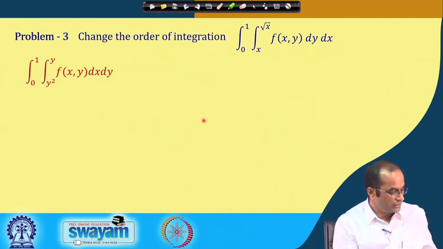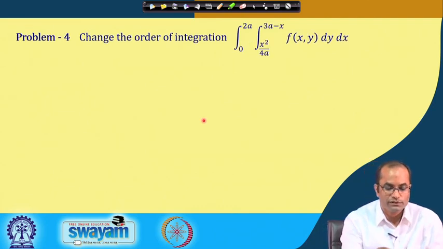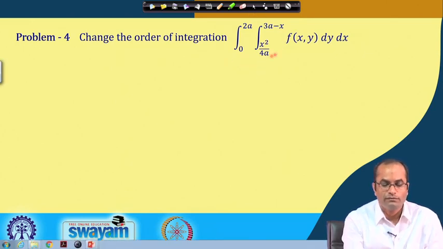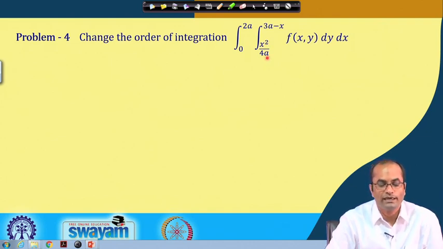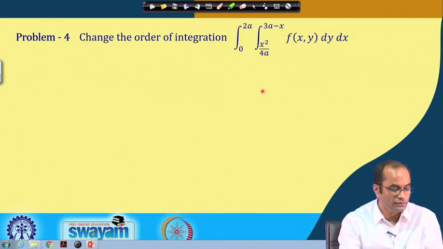So, one more example, that is the last example for this lecture. Again we want to change the order of integration, and our limits for y go from x square over 4a to 3a minus x. So, again we need to draw the region here.